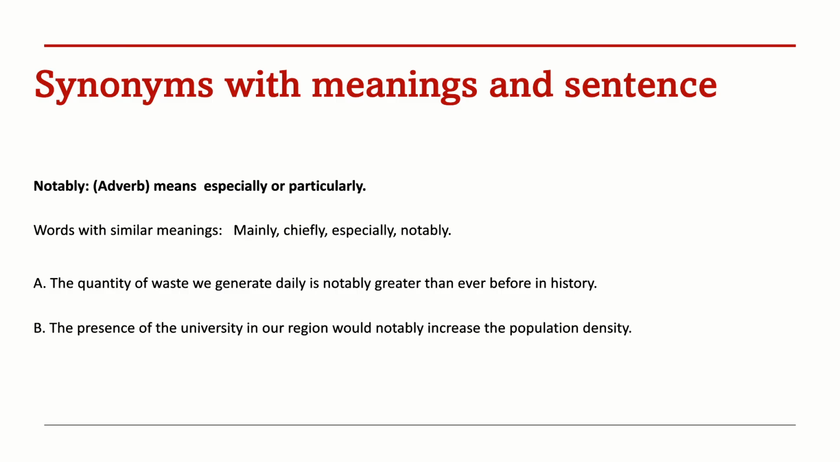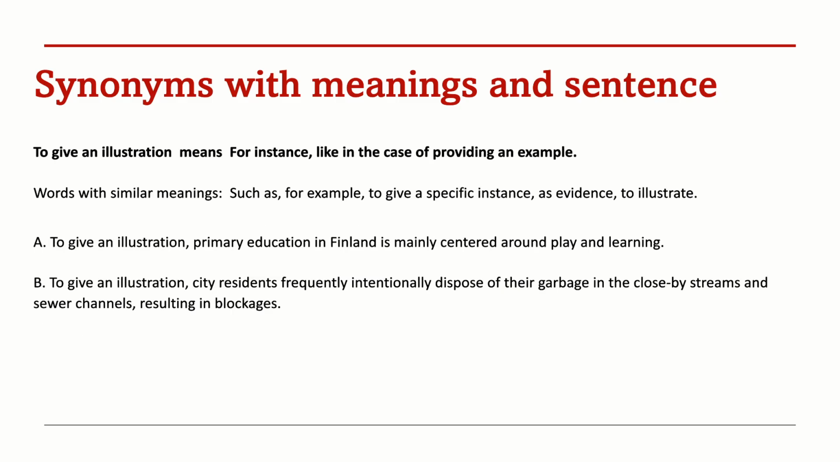The quantity of waste we generate daily is notably greater than ever before in history. The presence of a university in our region would notably increase the population density. That means it would especially, particularly, mainly increase the population density. Next word would be to give an illustration, means for instance, like in the case of providing an example. So we have in essay writing, for example, for instance.